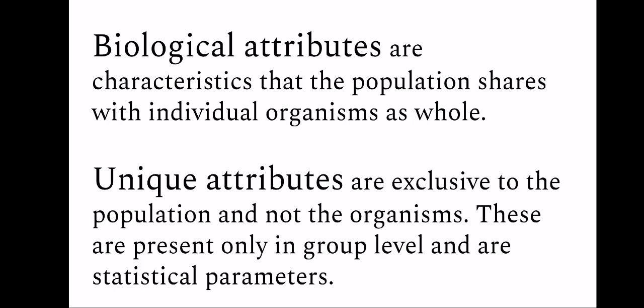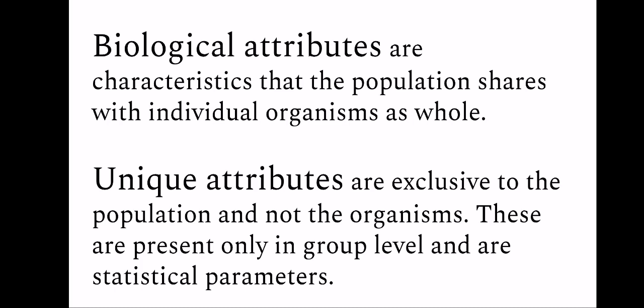And it also says that these are present only at group level and as statistical parameters. Group level means the entire population as a whole. Like every organism from a single species, if they are accumulated in one area, they would create a group, and that group would have certain unique characteristics which cannot be observed by just knowing about one or two individuals of the entire association. So those attributes are your unique characteristics.